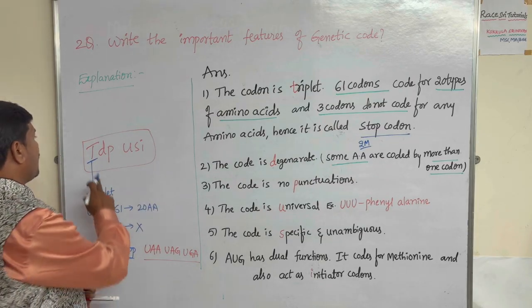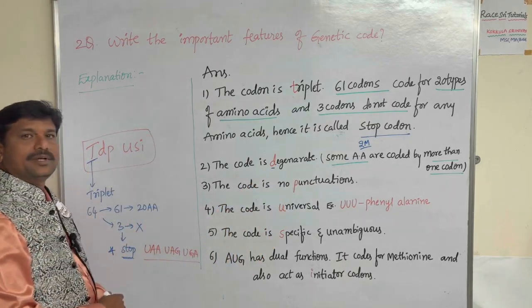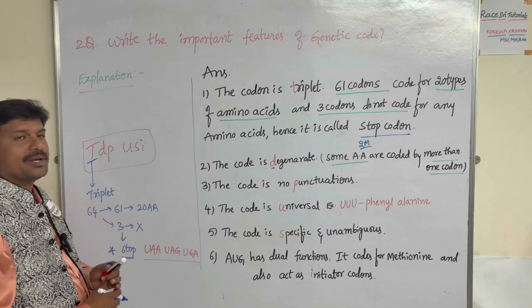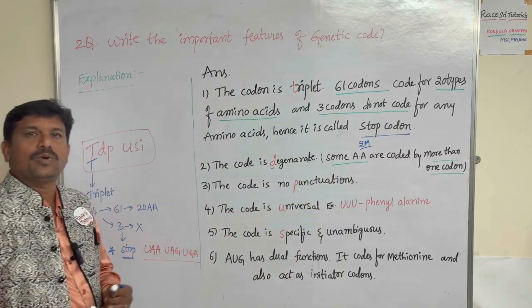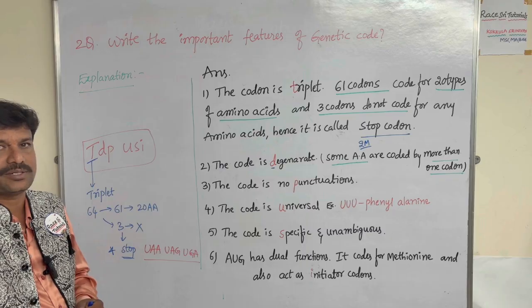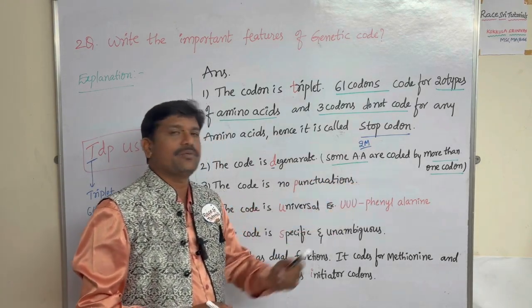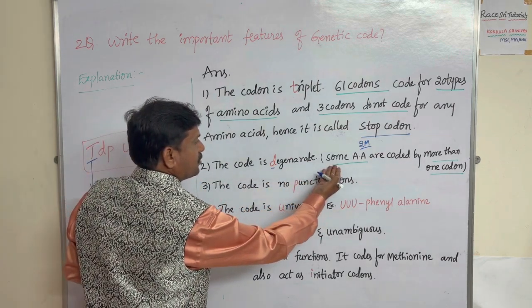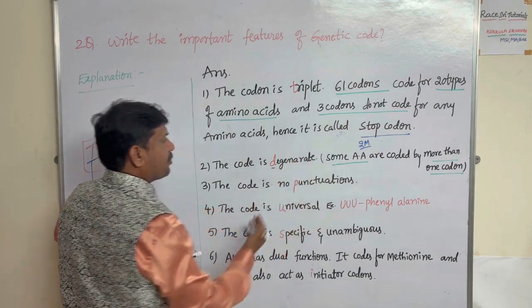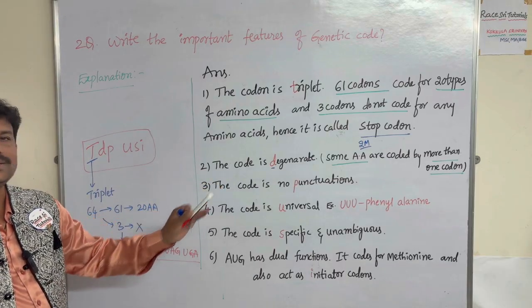Second one is D. D means what, sir? Degenerate. That's it. D means degenerate. In the bracket point, if you want, you can write: some amino acids are coded by more than one codon. Otherwise, it is useful only for the NEET examination. Otherwise, just write from here up to here only: the code is degenerate.